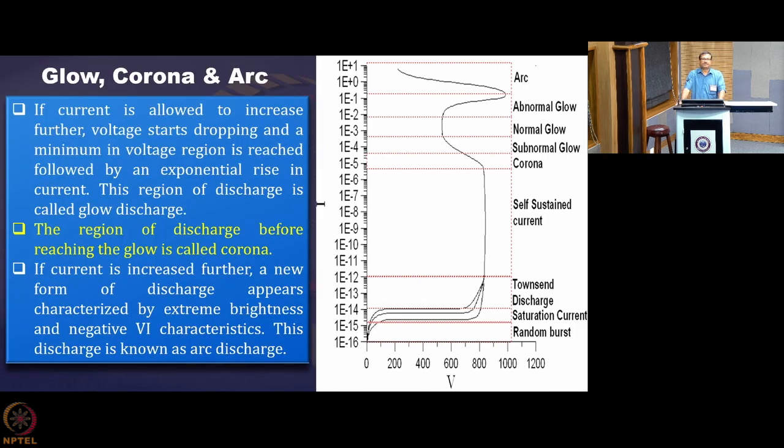Now, if the current is allowed to increase further, then the voltage starts dropping, and finally it reaches a minimum, then starts rising again. This region that you are seeing here is called the glow discharge region, and before the glow starts, this region where the current is increasing and the voltage is falling is called the corona region. Okay.